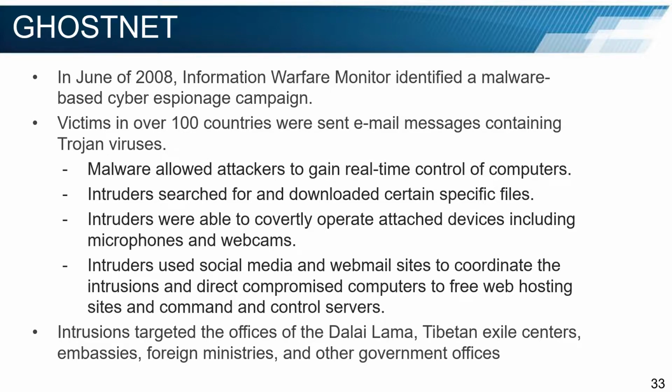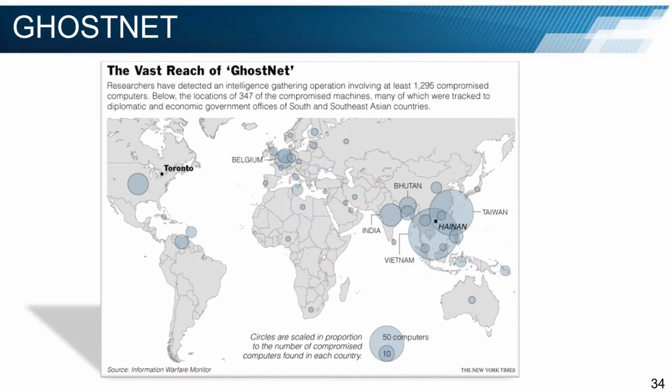Intrusions targeted the offices of the Dalai Lama, Tibetan exile centers, embassies, foreign ministries, and other government offices. It is this list of targets that pointed to a state actor rather than cyber criminals, as these systems offered little financial gain. The scale of the GHOSTNET intrusions is depicted on the map, with the size of the circles representing the number of compromised systems found in each country. This map depicts the 347 locations of the 1,295 compromised computers involved in the GHOSTNET campaign.